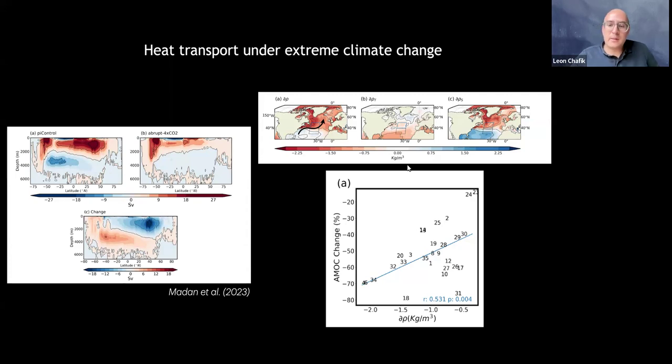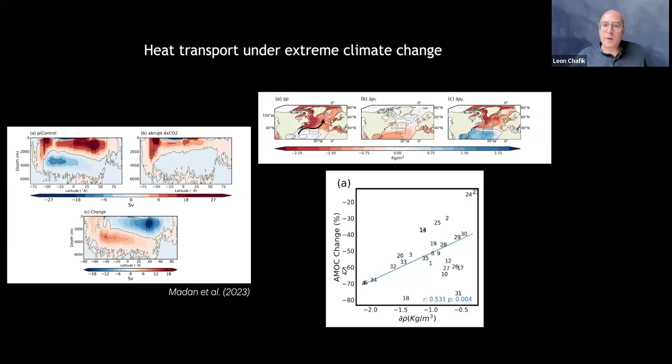So in the CMIP models used by the IPCC, they show a clear relationship between how much fresh water there is in the North Atlantic and the strength of the AMOC. So this is shown here. This is the density. So density is a function of temperature, but largely also salinity. And you can see there's a clear relationship between how much fresh water there is in the North Atlantic and how much the AMOC changes in percentage here.